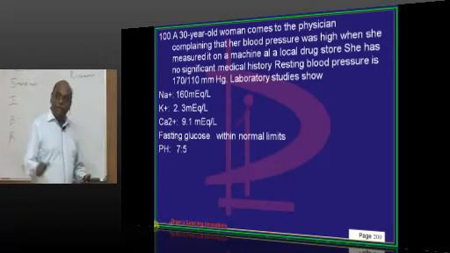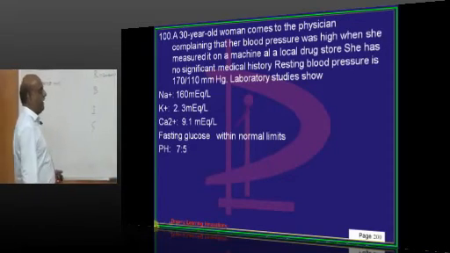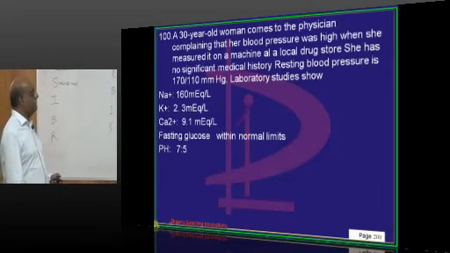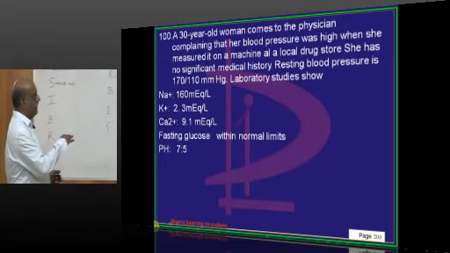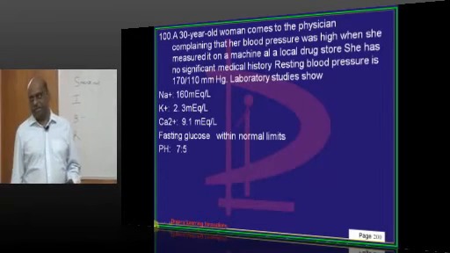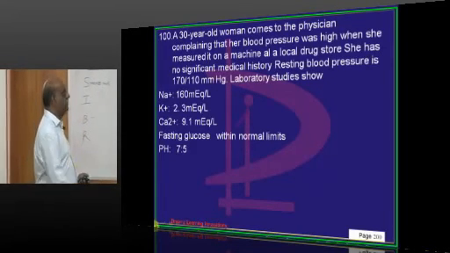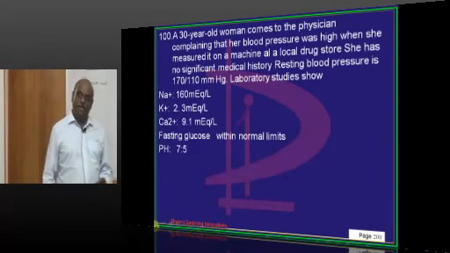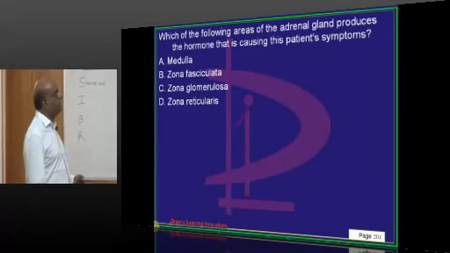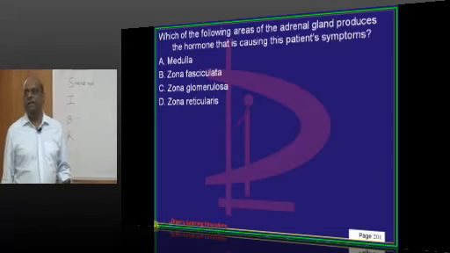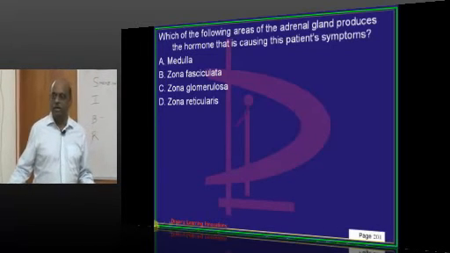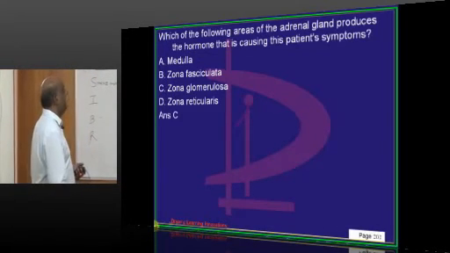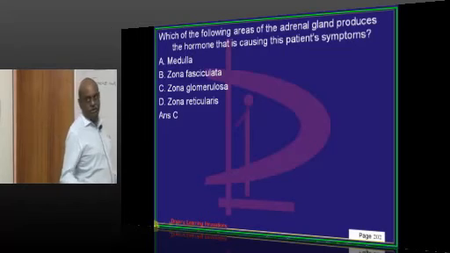A 30-year-old complaining that her blood pressure was high, and sodium is 160, which is high. Potassium is low, and blood pressure is high. So from which area of the adrenal gland? It's a case of Conn syndrome, hyperaldosteronism, and aldosterone comes from the zona glomerulosa.